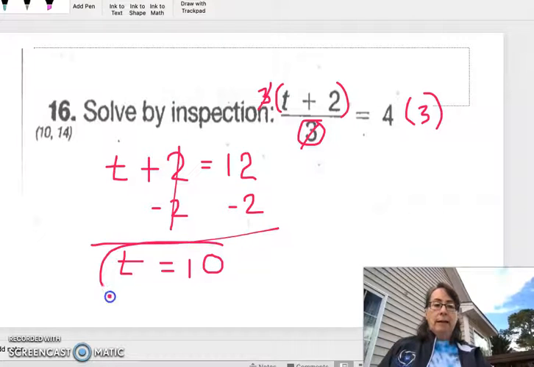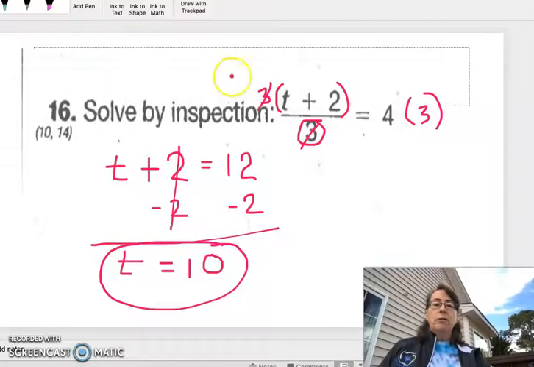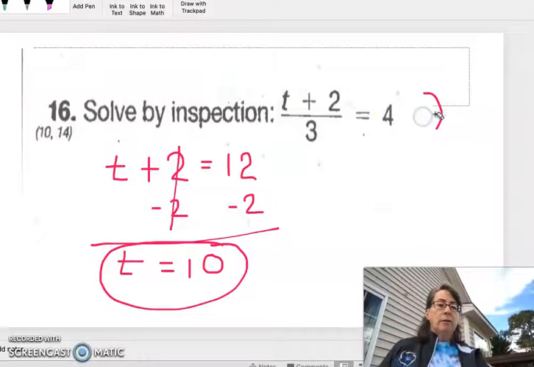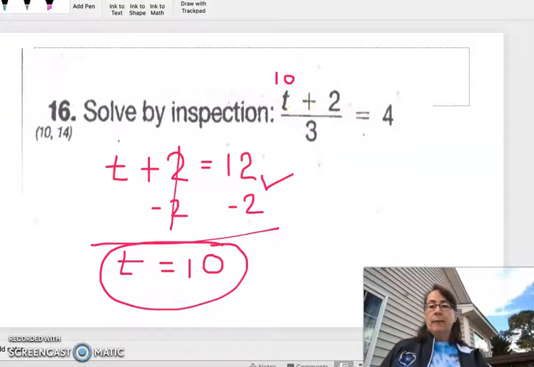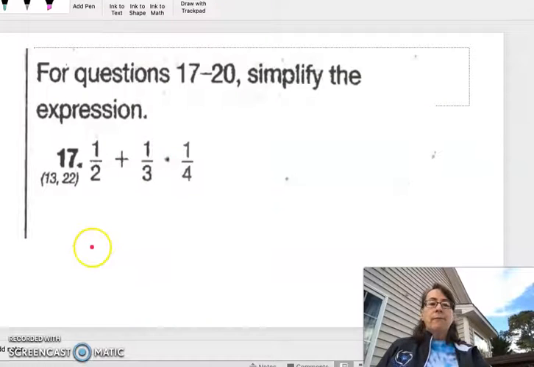Now to check it, I'm going to go back up here and go back to the original equation, and I'm going to plug in the 10 right here. 10 plus 2 is 12, divided by 3 is 4, and it checks. Check. All right, so let's go to number 17.